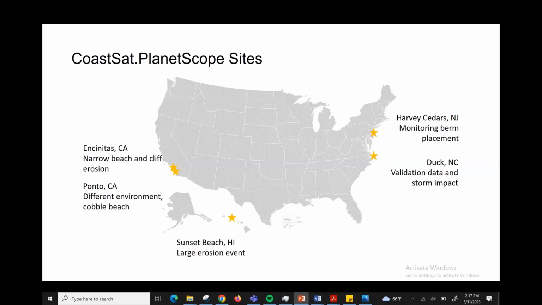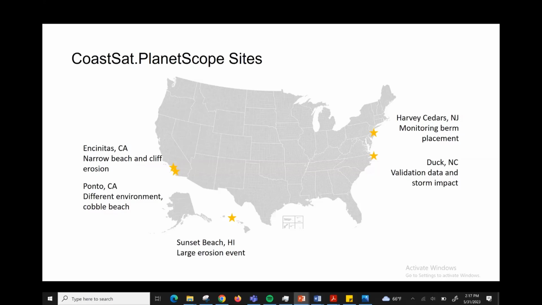So each of these sites were picked for a specific reason. I'll start off on the East Coast. We picked Harvey Cedars, New Jersey. There was a near-shore berm placement, and we wanted to monitor that site, see if the sand came on shore and occluded the shoreline. We have Duck, which has a lot of validation data, so we could really get a sense for the accuracy of the shorelines we get from CoastSat PlanetScope. And also, we're impacted by storms over the span of our data set, so we can really see what type of storm response we can use CoastSat PlanetScope for.